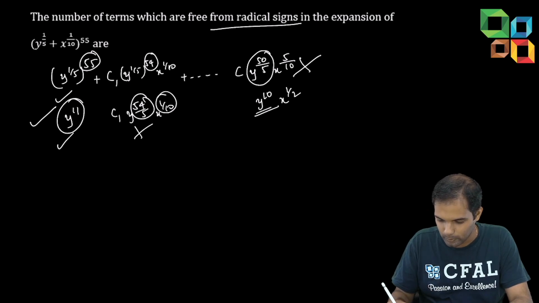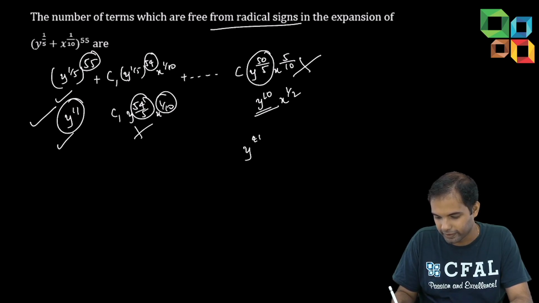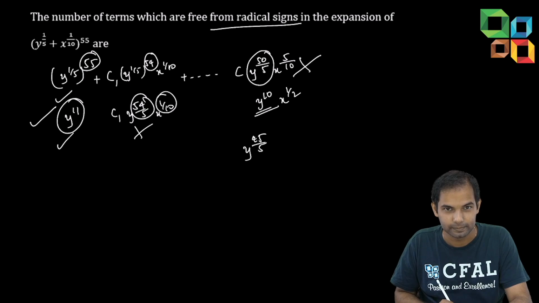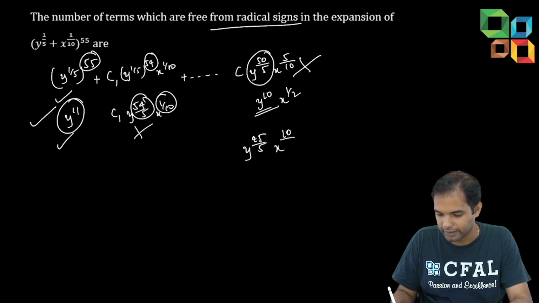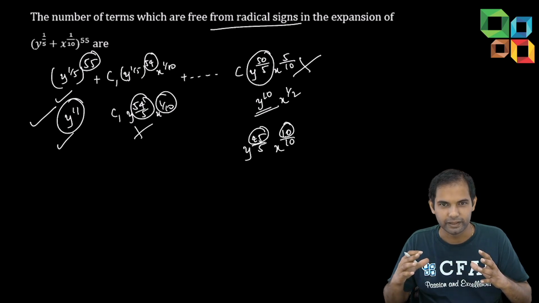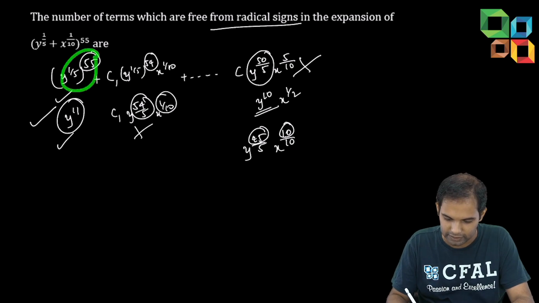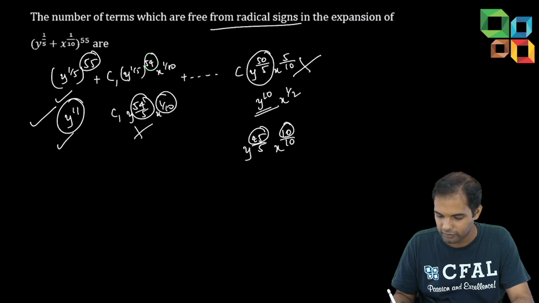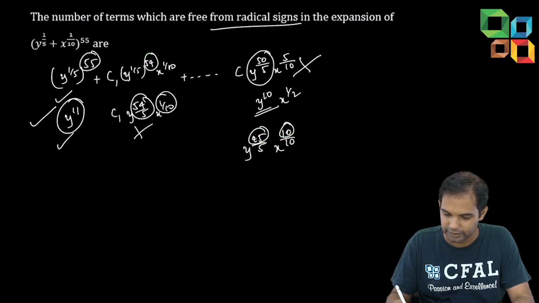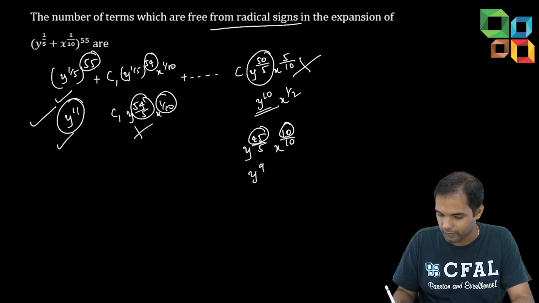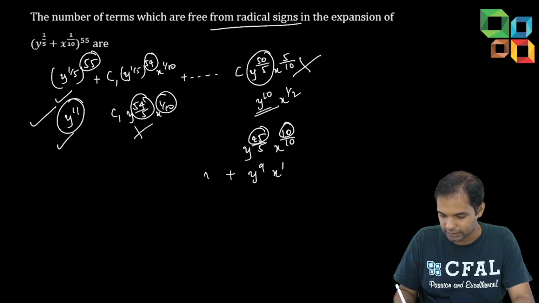So you can guess now. Obviously, I have to go to 45 so that it's divisible by 5. When it's 45, what will happen? x will be 10 by 10, because this power will remain 55. So when you reduce this by 1, this will increase by 1. So this you have reduced by 10, this increases by 10. Now can you see what this is? This is y power 9. This is x power 1. Can you get a pattern now? This is y power 11. You can guess what will be the next term.